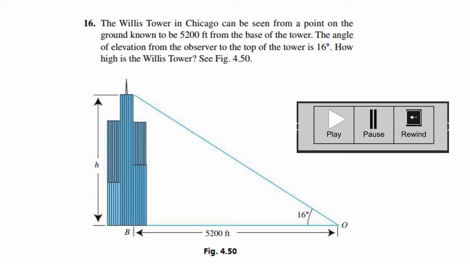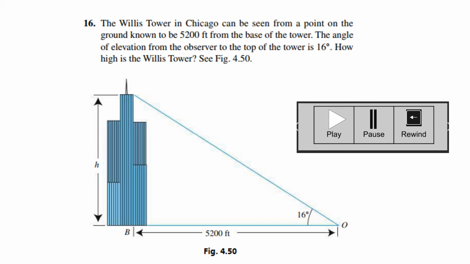This has local color. This is the Willis Tower in Chicago. It can be seen from a point on the ground known to be 5,200 feet from the base of the tower. The angle of elevation from the observer to the top of the tower is 16 degrees. By the way, because of a problem we're doing later, realize that the top of the tower is not considered to be the top of the antenna at the top. How high is the Willis Tower in Chicago? Press pause, do the problem, and we'll come back and see how you did.